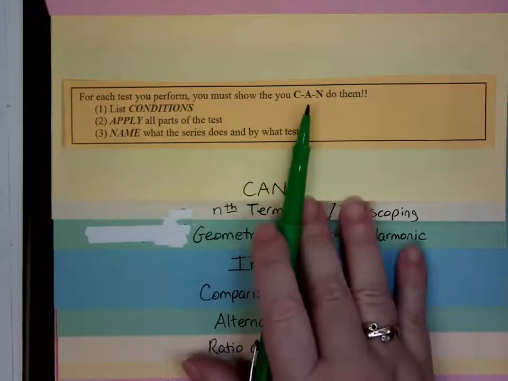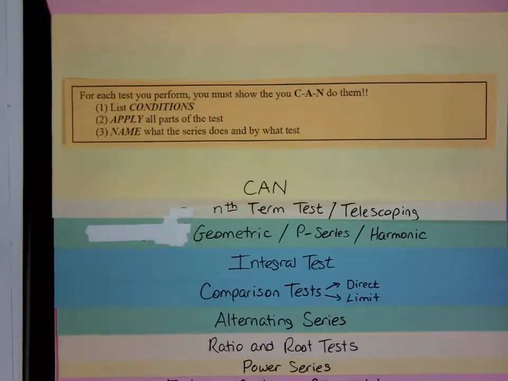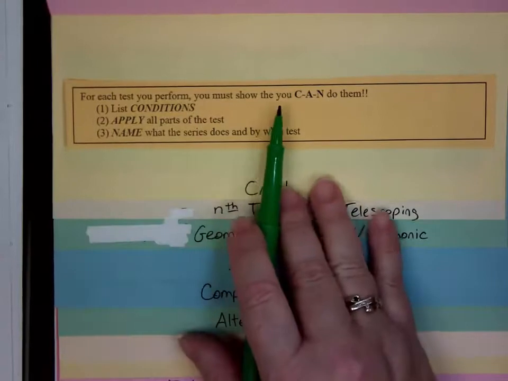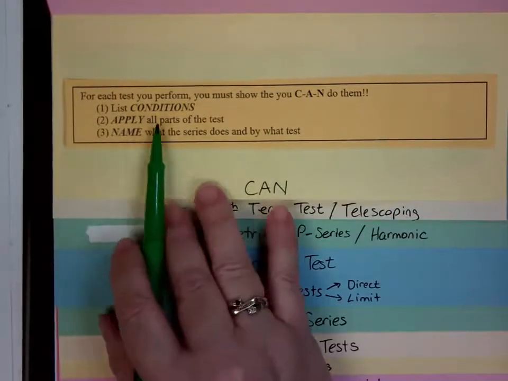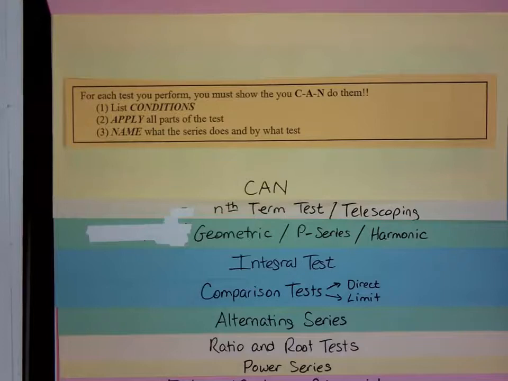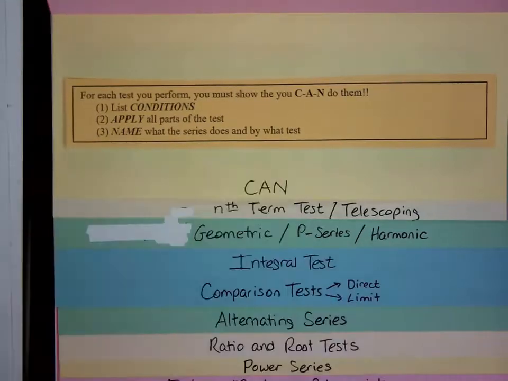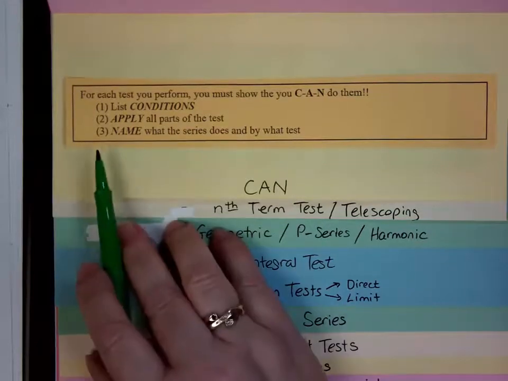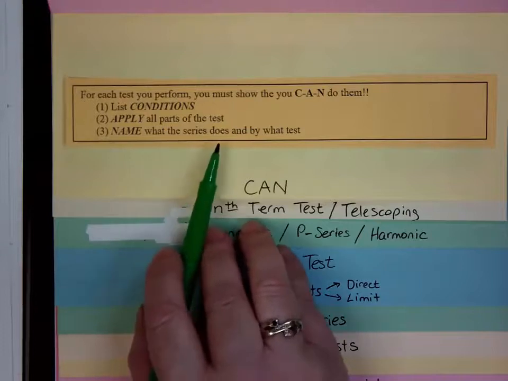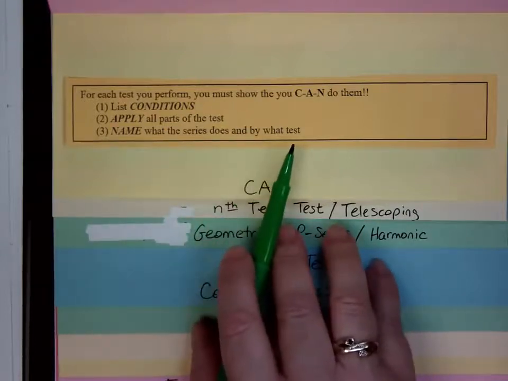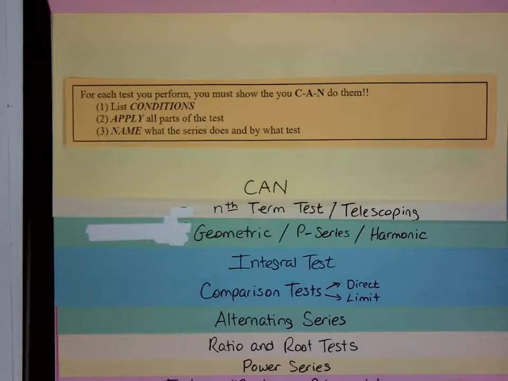So what she did is she came up with this acronym of CAN, C-A-N. Anytime you perform a test, you must show that you can do them. The C stands for the conditions. In other words, what has to be true about this series in order to use this test, okay? And then the A is the apply. You apply the parts of the test. You take the limit, you divide these two things up, whatever it says to do. And then N is to name what it does, converges or diverges, and by what test you used. So when we're done, we have to write, therefore, this thing diverges by this test, or therefore this thing converges by this test, and you have to write it that way.